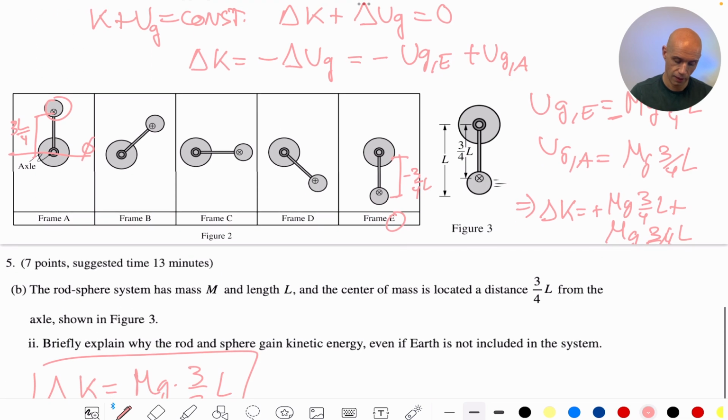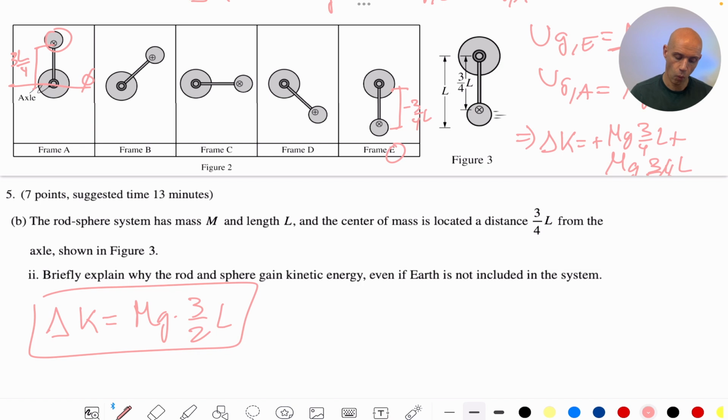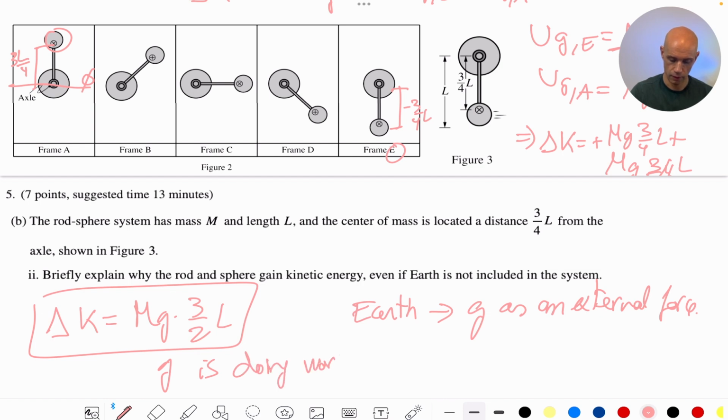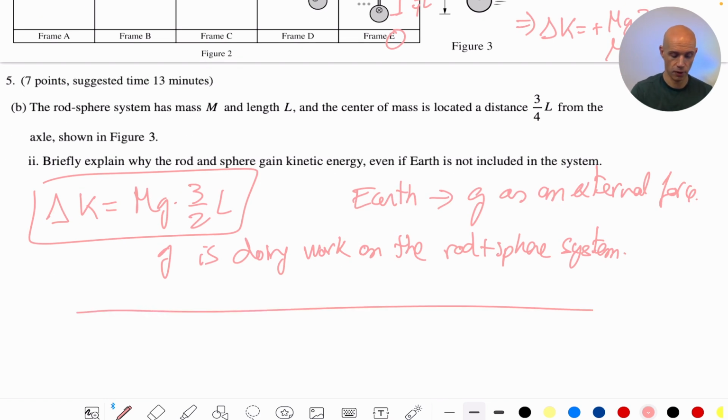That's great. And I think the next question asks why the rod and the sphere gain kinetic energy even if the Earth is not included in the system. Well, the Earth here provides gravity as an external force. So gravity is doing work on the rod plus sphere system, and that's the reason. End of the story, and you're good.